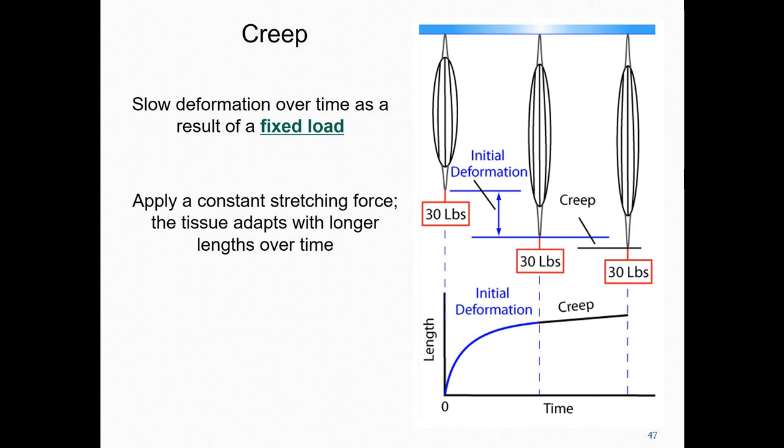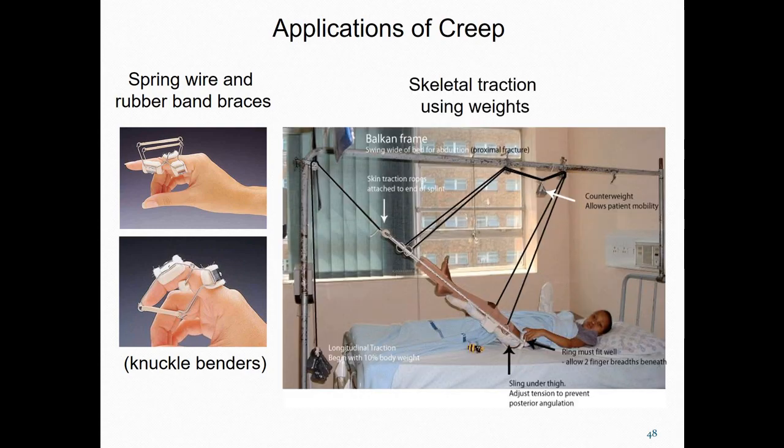If we keep waiting, what we see is that the tissue keeps adapting with longer lengths over time. So we apply the weight, we see it deform, but if we wait around for an extended period of time, we will see that deformation keeps creeping up. Examples of the clinical application of the principle of creep include spring wire and rubber band braces. Here we see some knuckle benders, and here we see skeletal traction using weights.